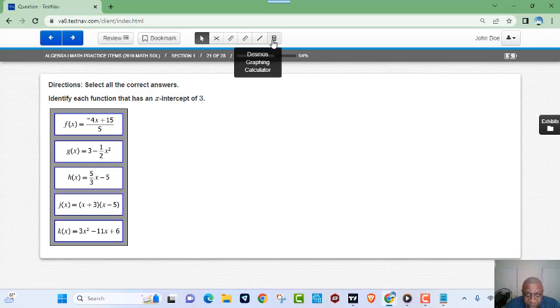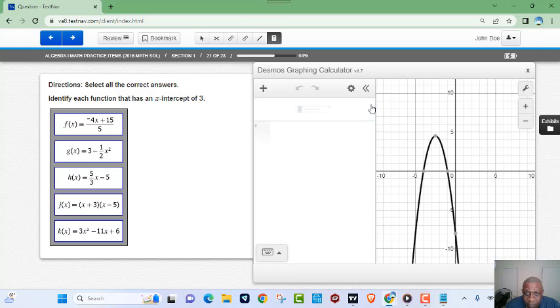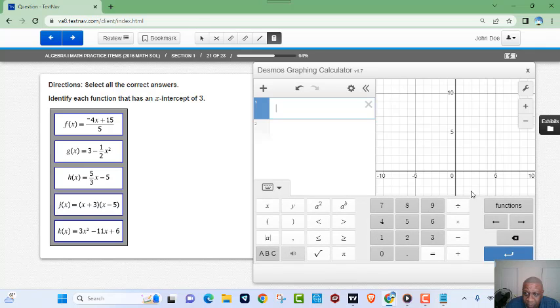Okay, well, let's go to our calculator, and let's put in this first one here. I'm going to put my division symbol. I'm going to put negative 4x plus 15 divided by 5. Okay, an x-intercept of 3. So 1, 2, 3. Nope, that's 3.75. So that one's not it. All right, let's try the next one.